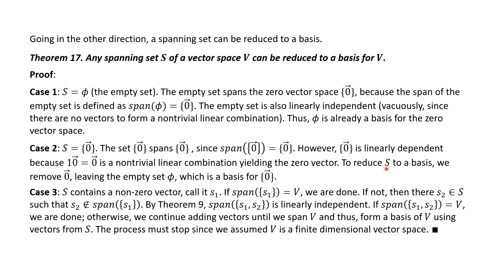So in order to reduce S to a basis, what we do is we remove the zero vector from S, leaving the empty set, and that does in fact form a basis for the set containing the zero vector. That's by definition and what we just discussed in case number 1. So these cases are a little bit befuddling, but they're here for completeness, and they're based on this seemingly strange definition for the span of the empty set being the zero vector. But the zero vector set doesn't give us a basis because it's linearly dependent. So we actually have to remove a vector to get back to a basis, which is a bit strange, but that's how the definitions work here.